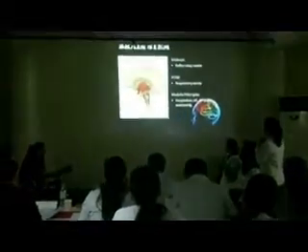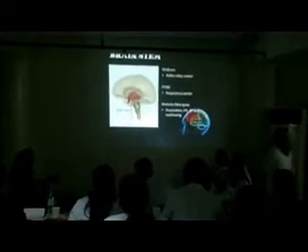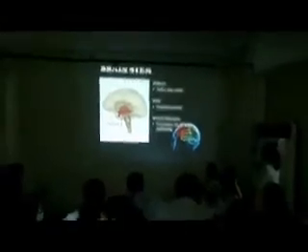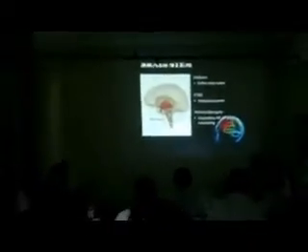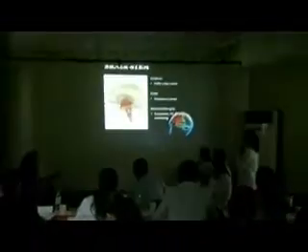Now we go to the brainstem. The brainstem has three parts: the midbrain, the pons, and the medulla oblongata. The midbrain is the reflex relay center. The pons is responsible for respiration, and the medulla oblongata is responsible for respiration, heart rate, BP, and swallowing.